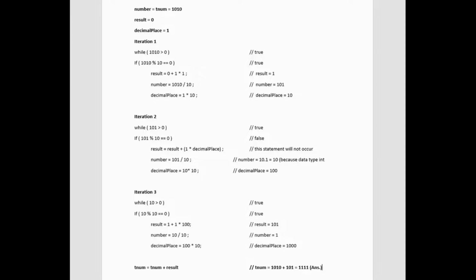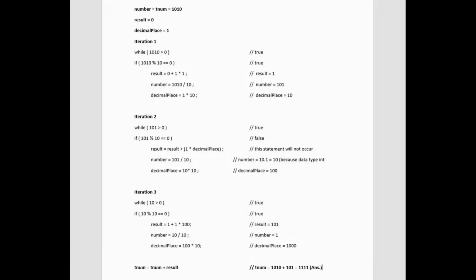After this, number equals number upon 10. What is the value of number? That is 10. 10 upon 10, now the value of the number equals 1. And then decimal place equals the current value of decimal place into 10. What is the current value of decimal place? That is 100. And then that will shift the decimal place to 1000.